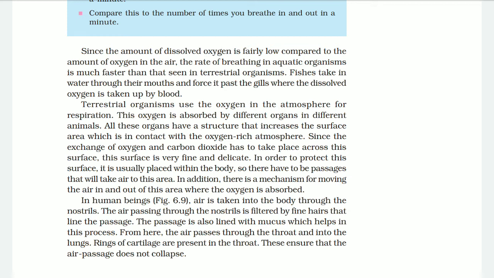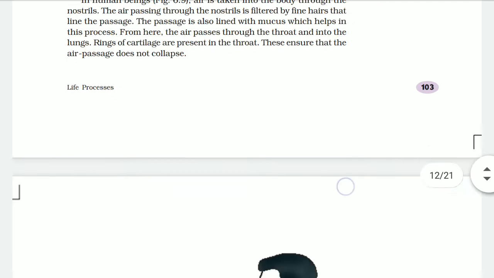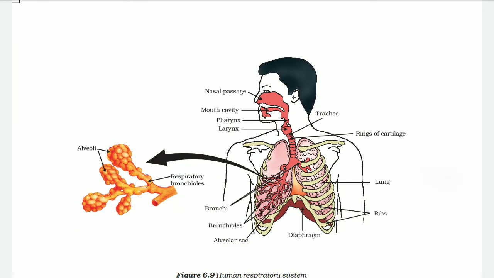In a human being, air is taken into the body through the nostrils. The air passing through the nostril is filtered by fine hair that lines the passage. The passage is also lined with mucus, which helps in the process. From here, the air passes through the throat and into the lungs. Rings of cartilage are present in the throat so that it does not collapse but remains open for air to pass through. Here are the nasal passage, mouth cavity, pharynx, larynx, and trachea, and through this the air reaches the bronchi, and at the end of the bronchus there are the bronchioles.